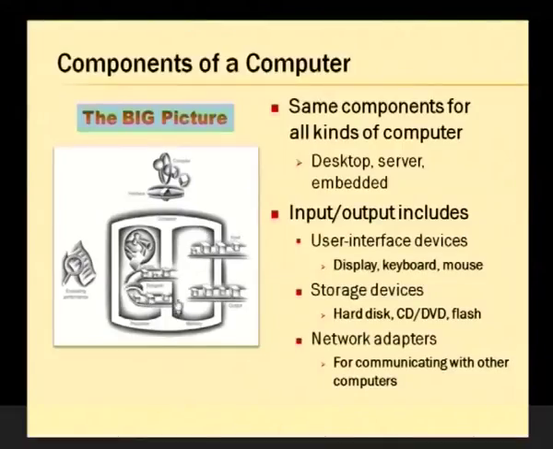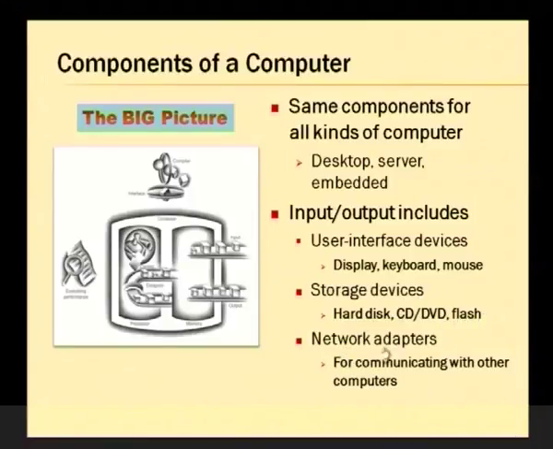There are some components that are common to all these kinds of computers. So, what are these things which are common to all of them? You will find that there will be a processor, some memory, and input output devices. These input output devices will include user interface devices like display, keyboard, mouse and so on. I am sure you are familiar with most of these devices. And then there will be storage devices like hard disk, CD, DVD, flash devices and so on.